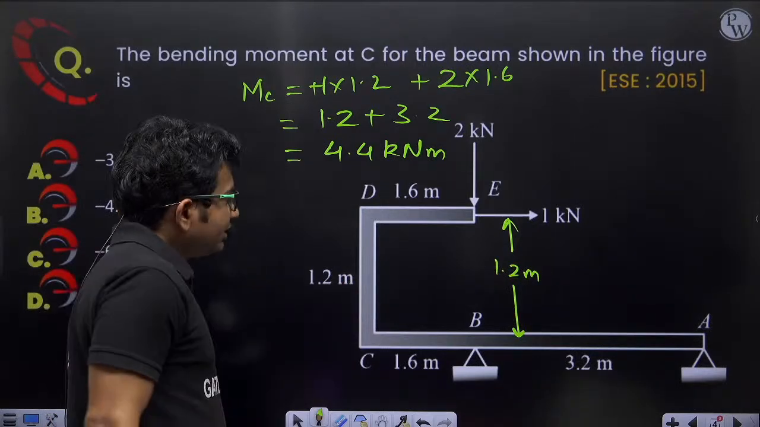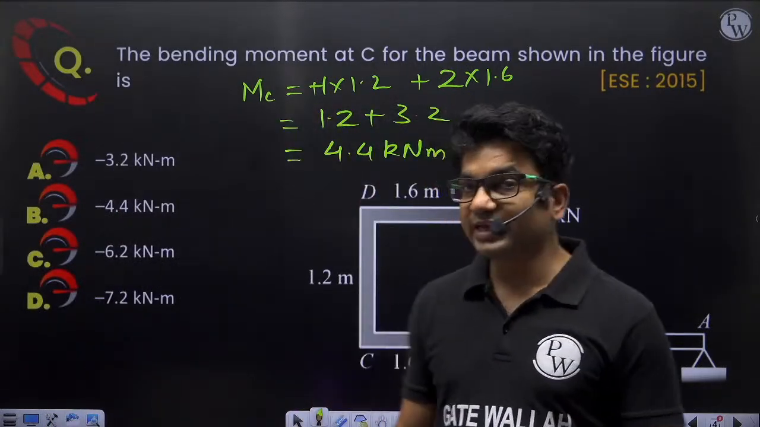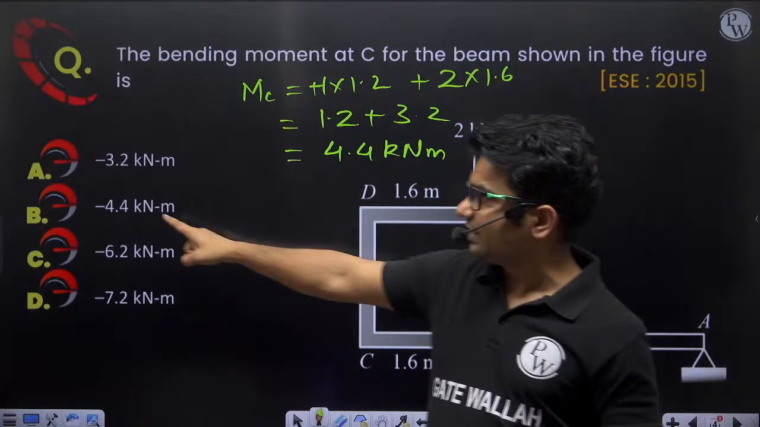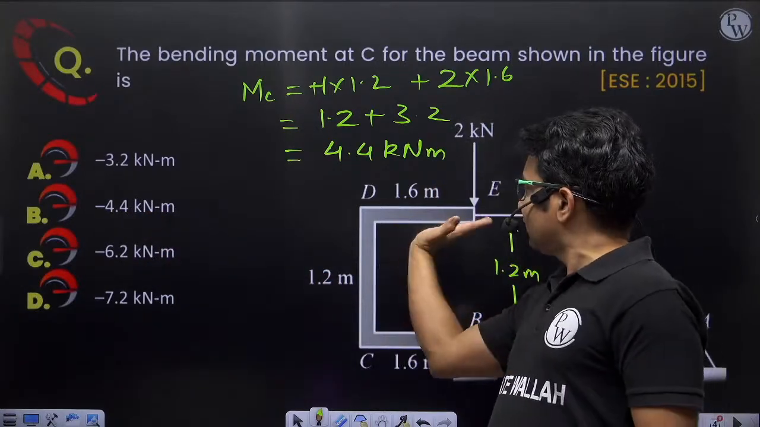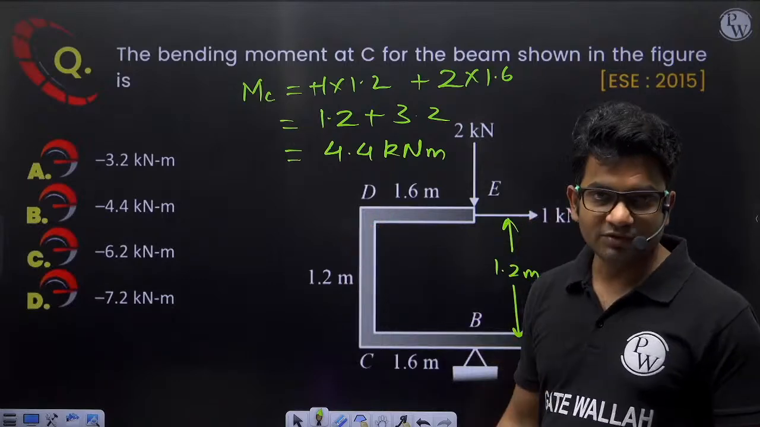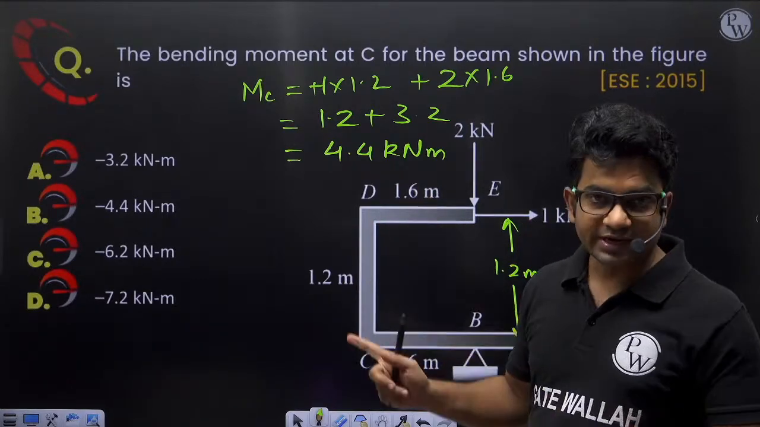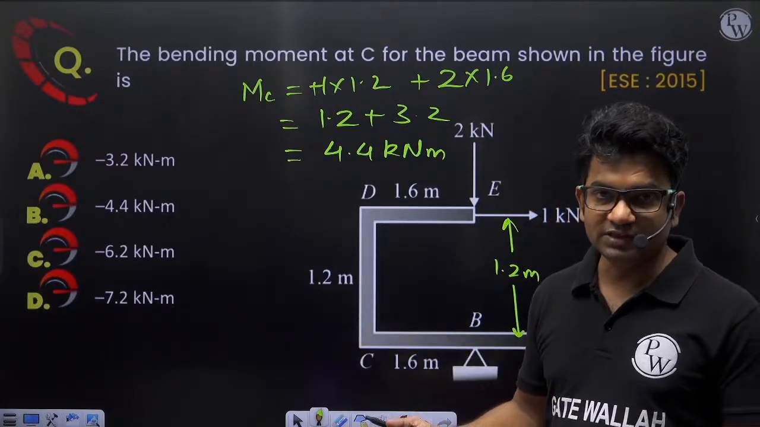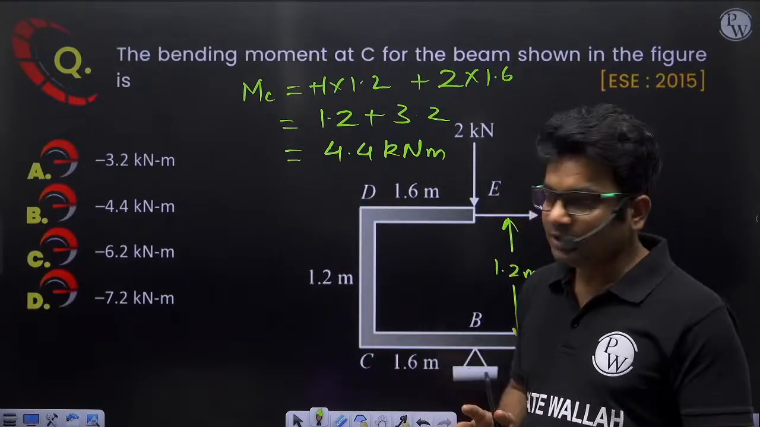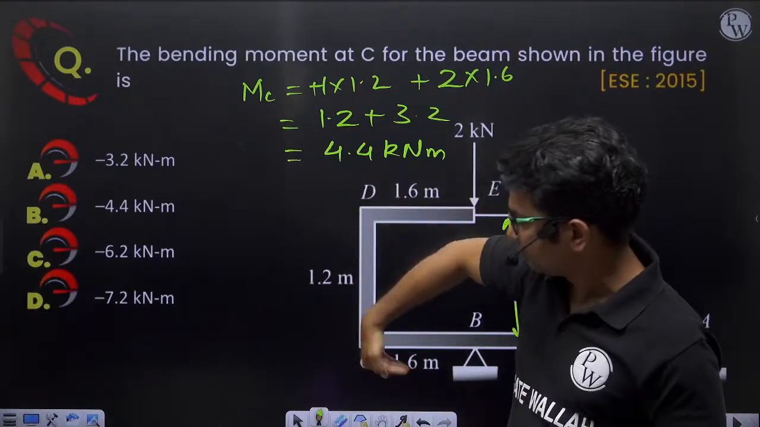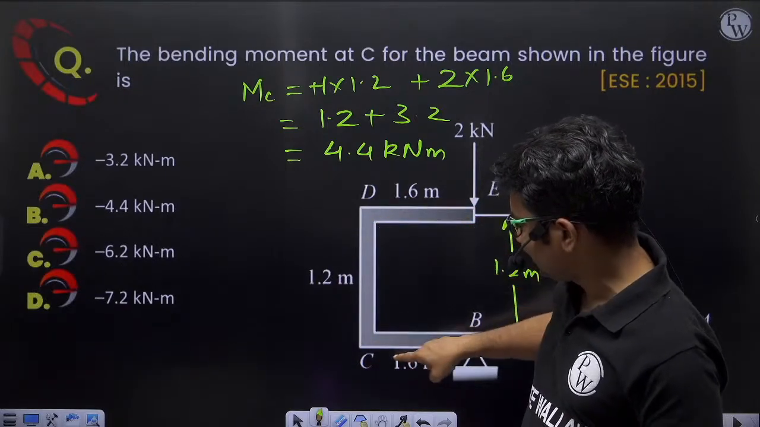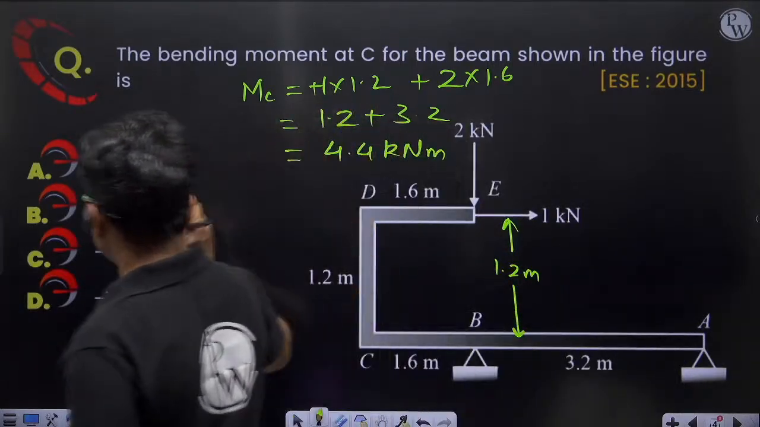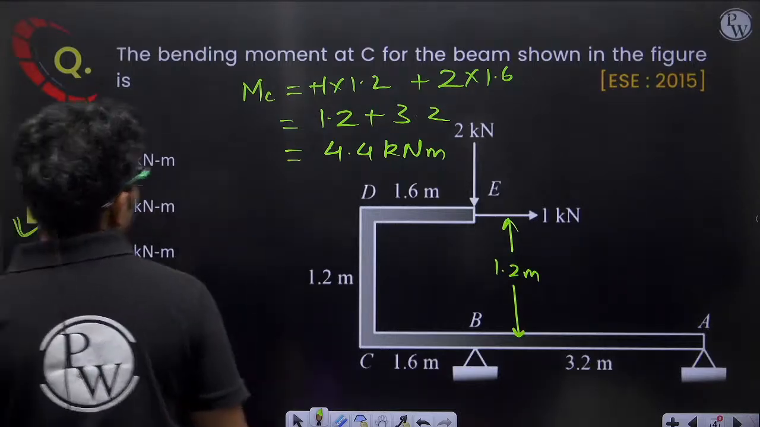Basically the magnitude will be the same. Sagging and hogging depend on the reference face. If I take this outside face as reference face, then I'll get negative, and if I take the inner face as reference face, then I'll get positive. Here the reference face is not given in the question, so depending on the choice of reference face, we will get either positive or negative. They must have taken the outer face as reference, because on this outer face they are getting tension, so that's why they are getting negative. Never mind, the magnitude is matching. Okay, next question.